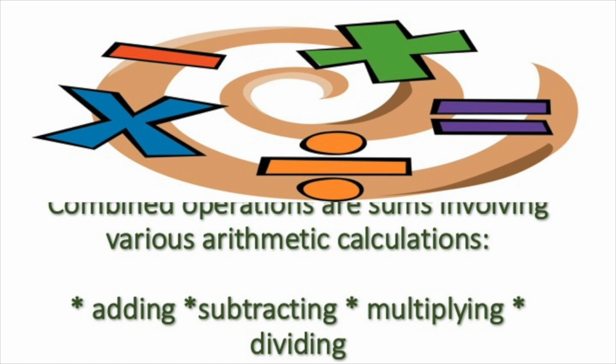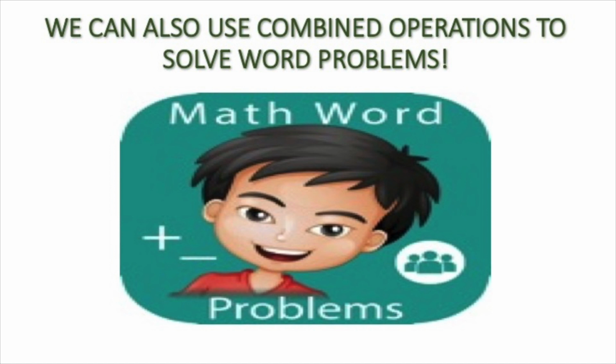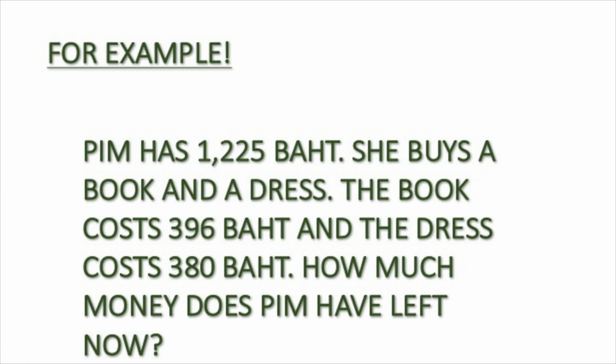Adding, subtracting, multiplying, dividing. Yes. We can also use combined operations to solve word problems. So let's take a look at some word problems, guys. For example, Pim has 1,225 baht.